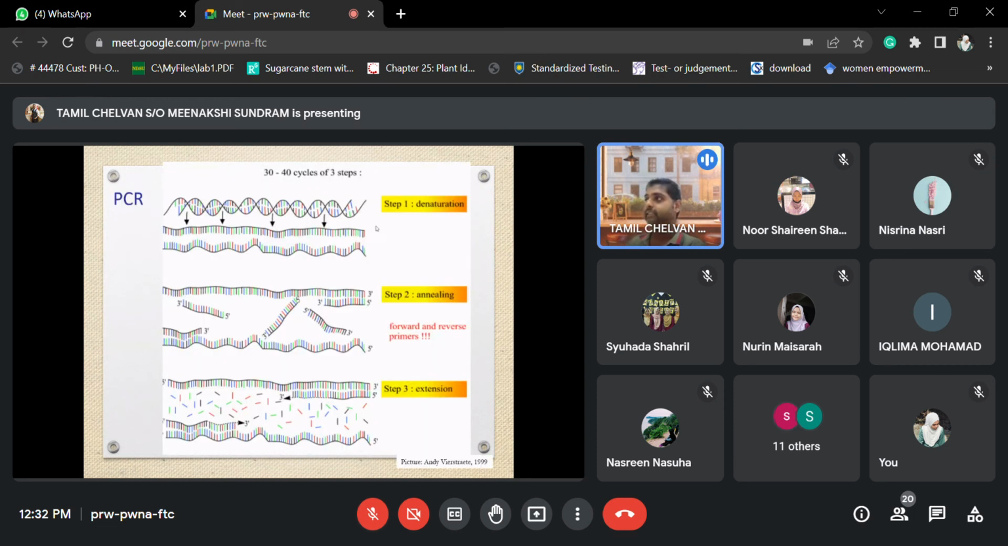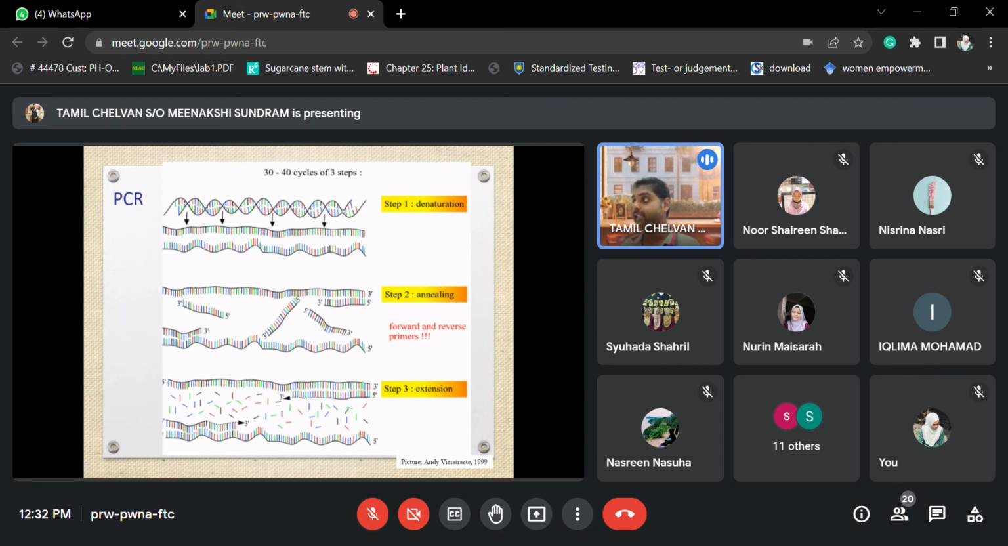Okay, this is the process yang I kata tadi. So kadang-kadang kita akan buat 30 hingga 40 cycle. So you akan dapat banyak lah. 1 cycle you dah dapat 2, 2 cycle you dah dapat 4. Okay, for 3 cycles you dah dapat berapa banyak. So you can count lah.